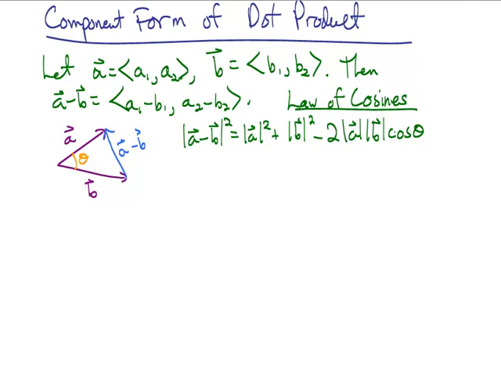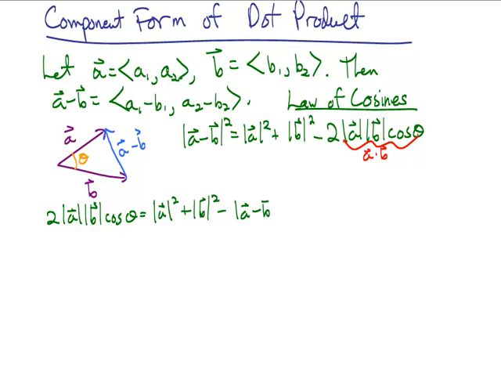So I'm going to solve for this. Notice right here, this is our definition of A dot B. Magnitude of A times the magnitude of B times the cosine of the angle between them. So we're going to solve for that. Let's do a little bit of algebra here. I'm going to swing this over and swing that there. So 2 times the magnitude of A times the magnitude of B times the cosine of theta is equal to, well, the magnitude of A squared plus the magnitude of B squared minus the magnitude of A minus B squared.